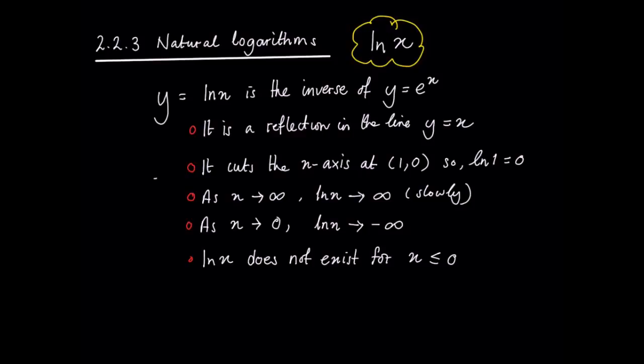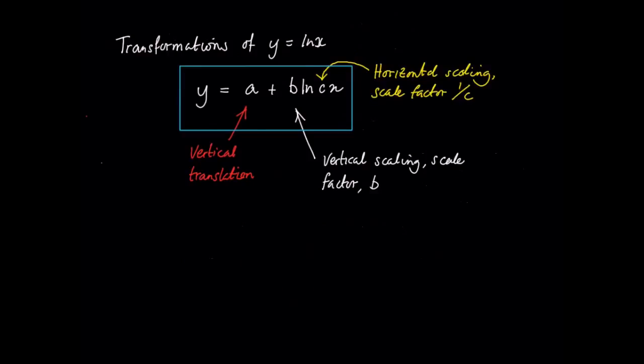Log of x does not exist for x less than or equal to 0. So in other words, the domain of log of x is x greater than 0. The basic transformations we considered were y equals a plus b log of cx. a is a vertical translation, b is a vertical scaling or a stretch, parallel to the y-axis with a scale factor of b, and c is a horizontal scaling with a scale factor of 1 over c.